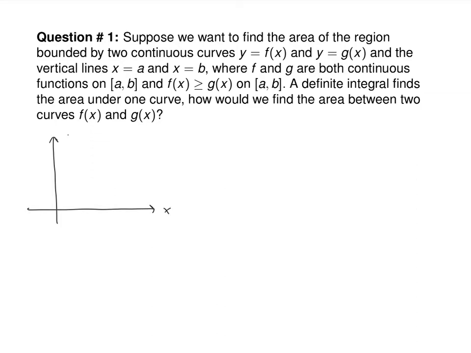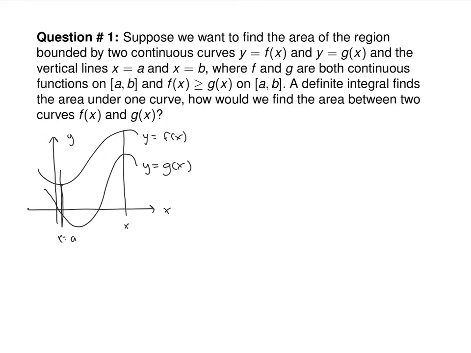The x-axis, the y-axis. All right, so your curve f of x is greater than or equal to g of x. And to make it a little more complicated, let's actually have g be negative sometimes. And we have some vertical line x equals a, and some additional vertical line x equals b. And we want to find the area bounded by all these curves.